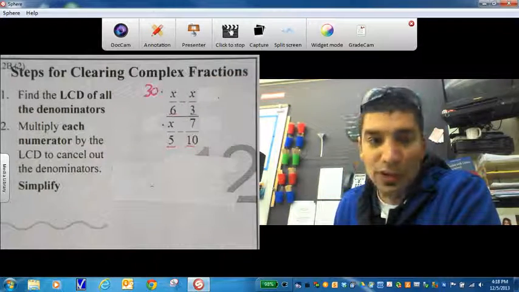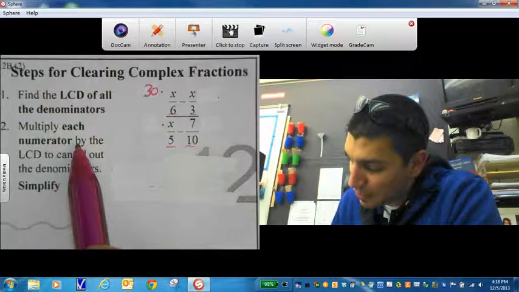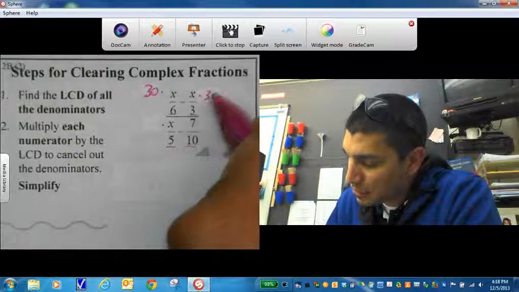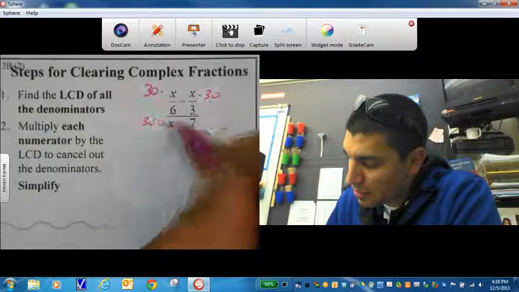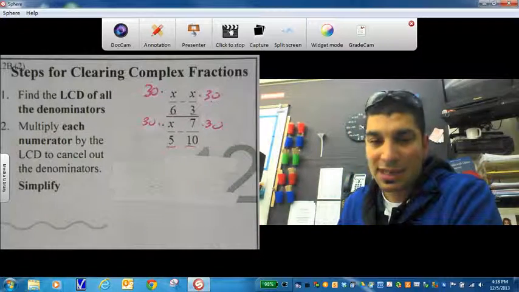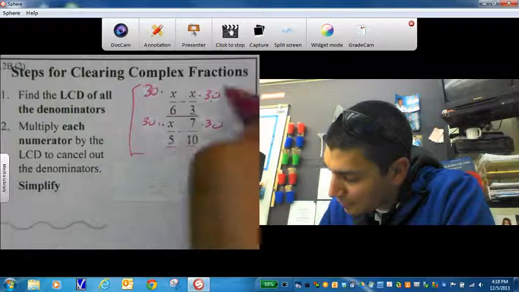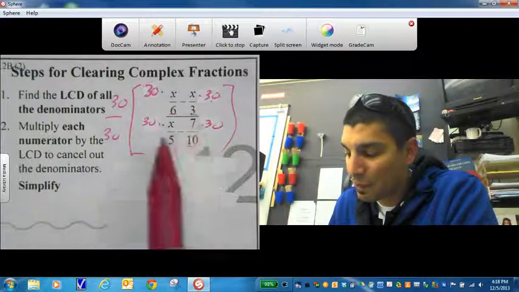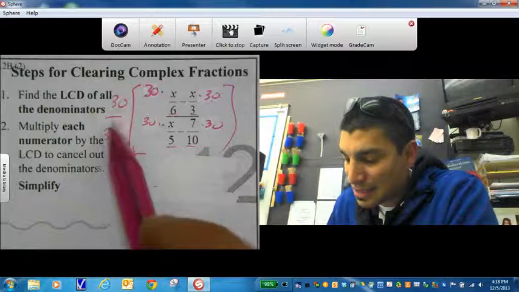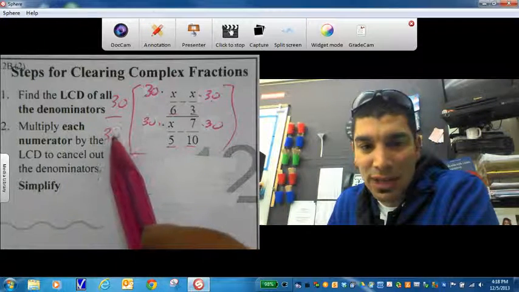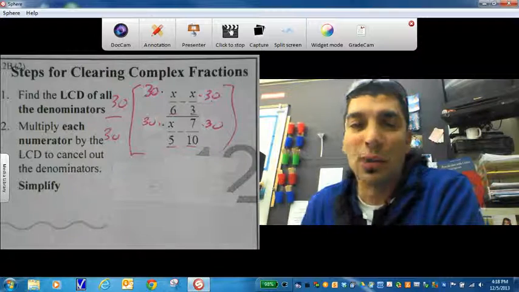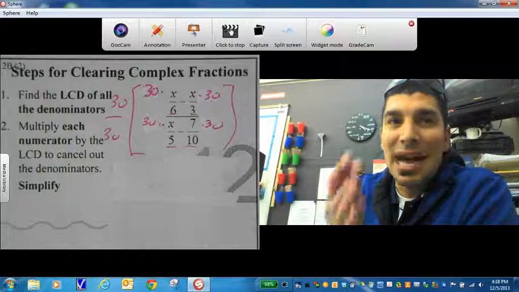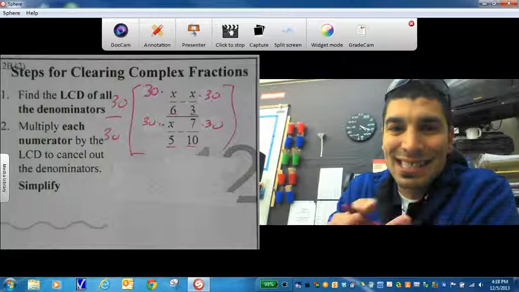What do I do with it? Multiply each numerator by the LCD. So here's the numerator to that one, here's the numerator to that one, here's the numerator to that one, here's the numerator to that one. Technically, what we are doing is multiplying everything by 30 over 30. 30 divided by 30 is 1. Technically, we're multiplying by 1, which is the reason why we can do this. We can do it because anything times 1 is itself.